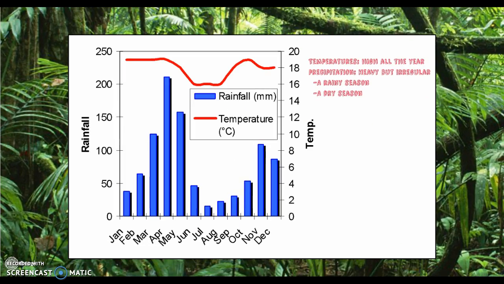In the case of the climate, as you can see, temperatures are always high. You can see with the red line, temperatures are never below 16 degrees centigrade in the average of the year. And according to the precipitation, you can see rainfall is very heavy but irregular. As you can see with the blue bars, the months of April and May are the most rainy months. For example, in August and September, the rain is scarce.